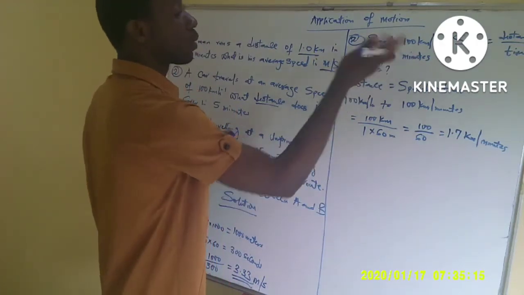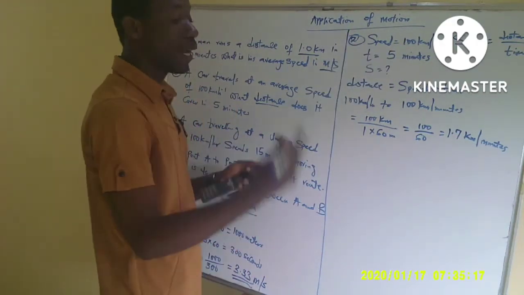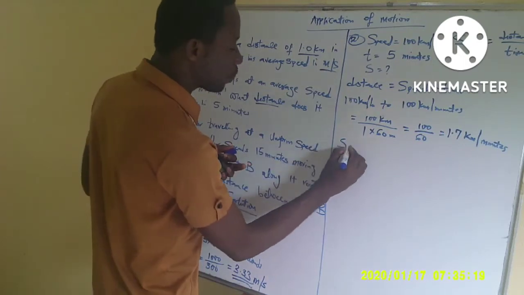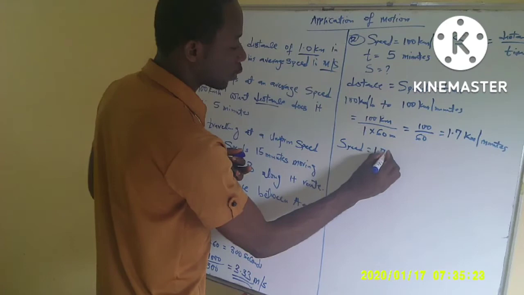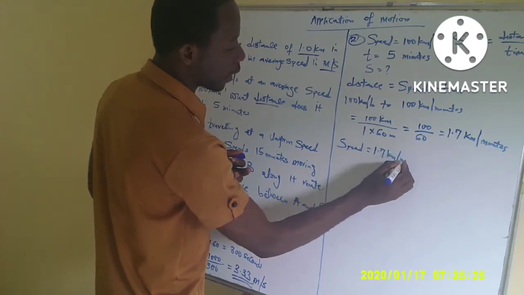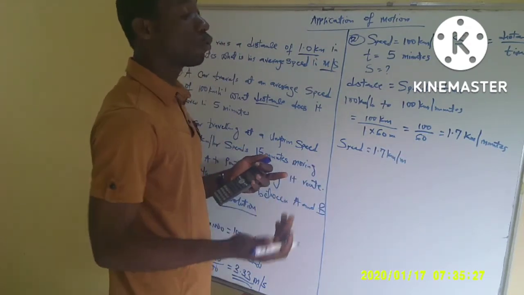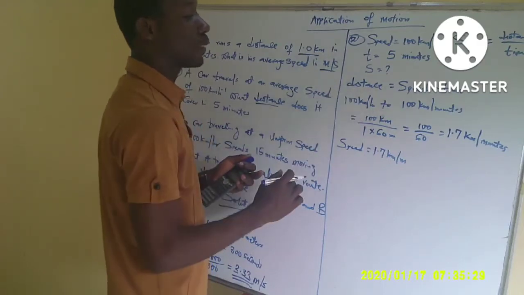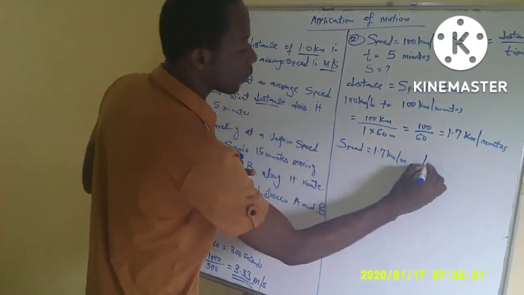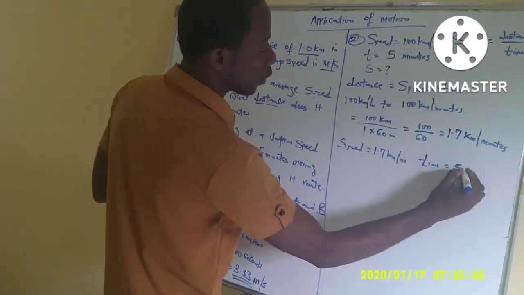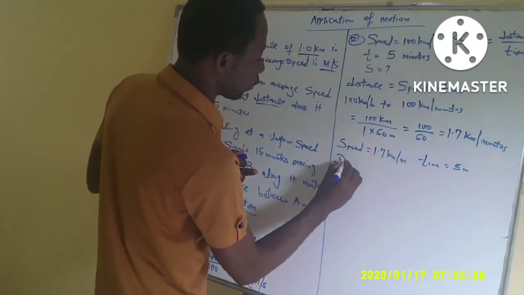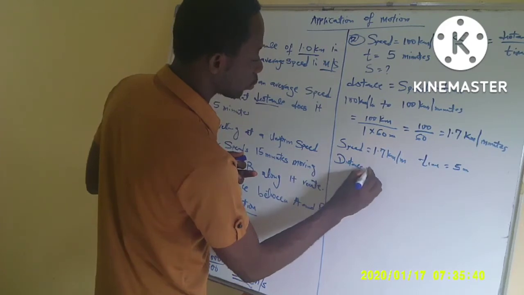So the time is now consistent. Kilometer per minute, time. So now we can move further. Our new speed, in minutes now, is 1.7 kilometer per minute. We are now going to use the formula for distance, knowing well that our time is now consistent with the speed, which is 5 minutes.